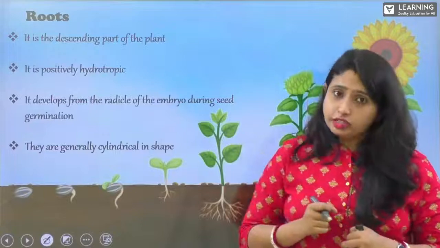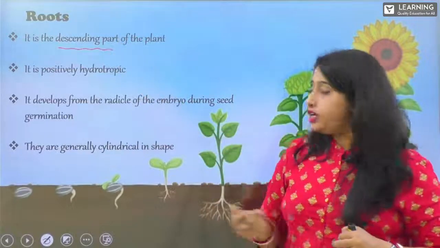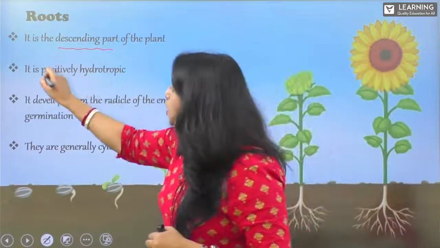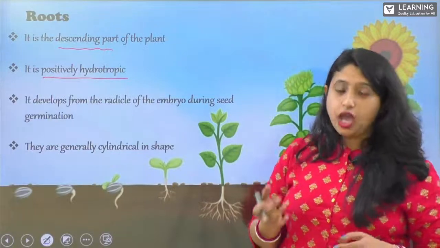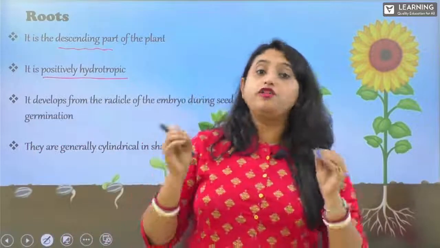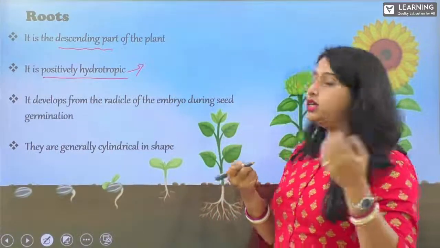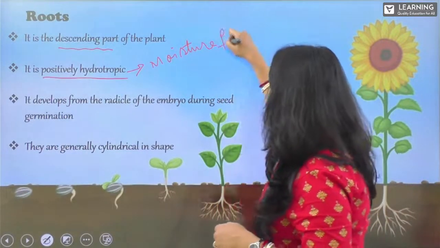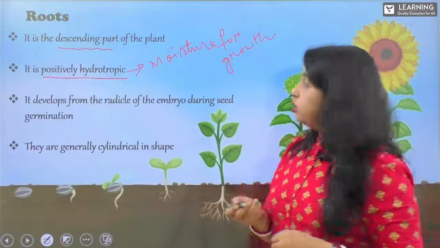Now, some more characteristics of roots. It is the descending part of the plant. It always grows downwards, right? It is the descending part of the plant, and it is positively hydrotropic. What do you mean by positively hydrotropic? Positively hydrotropic means those organisms that require moisture for their growth. Clear? So they require water, they require moisture for growth. So they are positively hydrotropic.